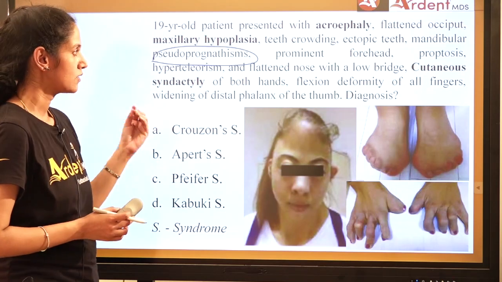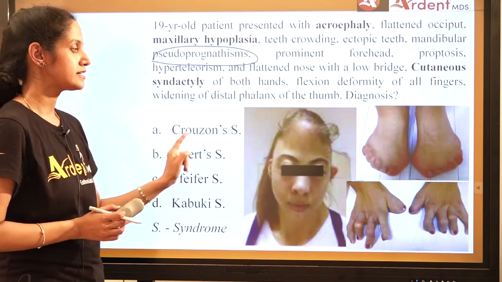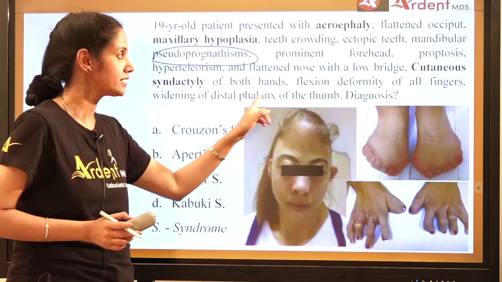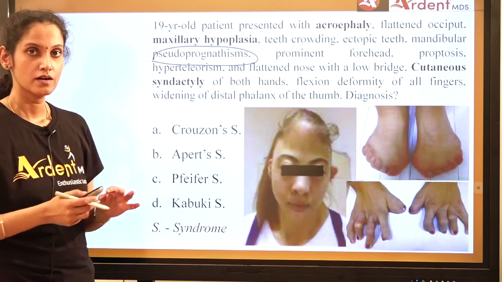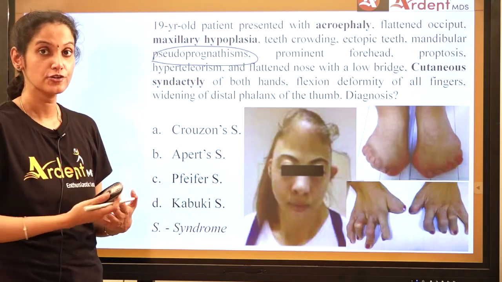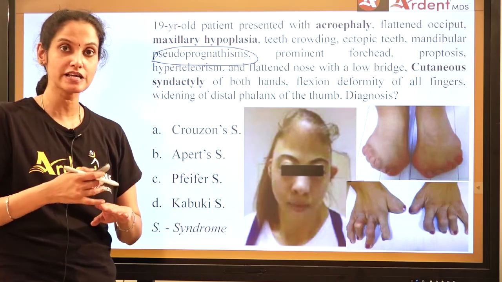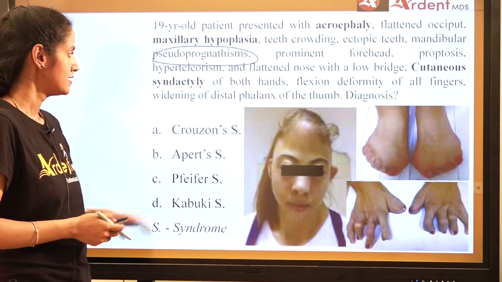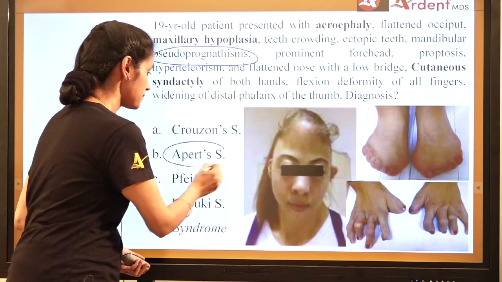Flattened nose, low bridge, proptosis, hypothyroidism, cutaneous syndactyly. Most of the features overlap with Crouzon syndrome, but in addition, this patient is having webbing, or a cutaneous fusion. Even the skin is fused between the digits, especially the second, third and fourth digits. That is syndactyly. All these are features of nothing but Apert syndrome.